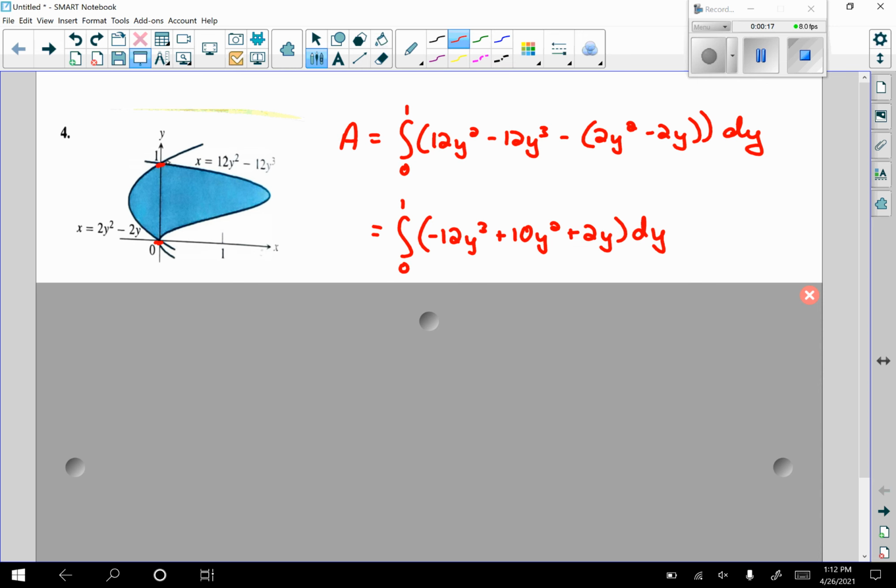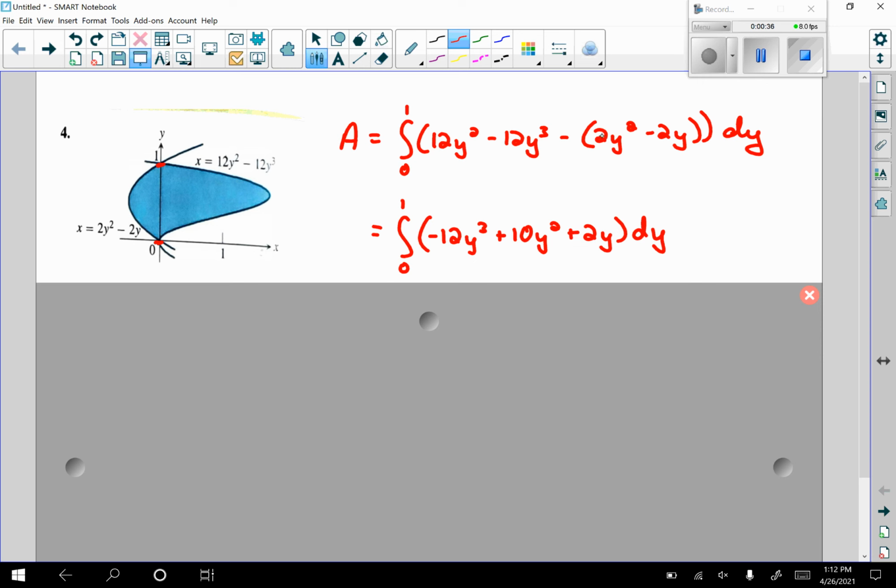So in this case, the area is going to equal the integral from 0 to 1, because we're going along the y-axis, and then it's your rightmost curve minus your leftmost curve. So here we have carefully written out 12y squared minus 12y cubed, that's our rightmost curve, minus the quantity of 2y squared minus 2y dy.